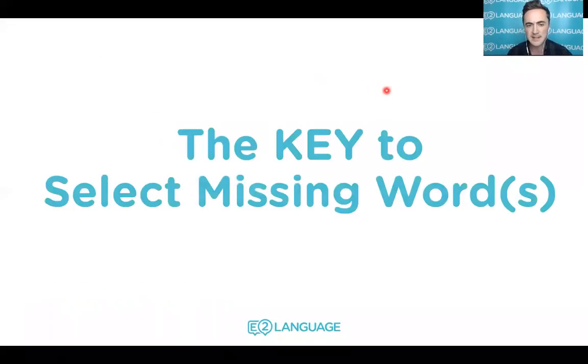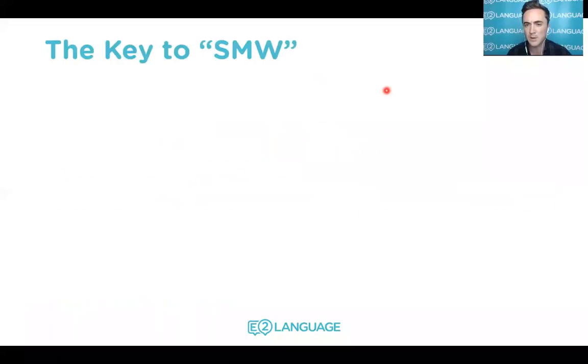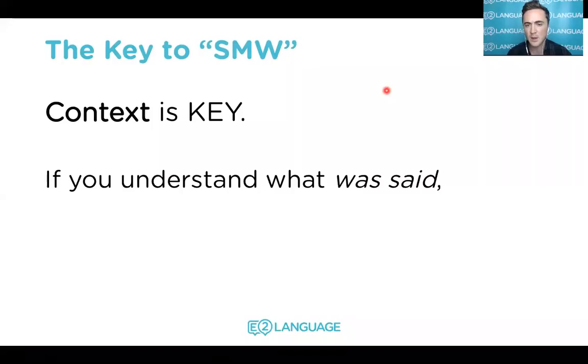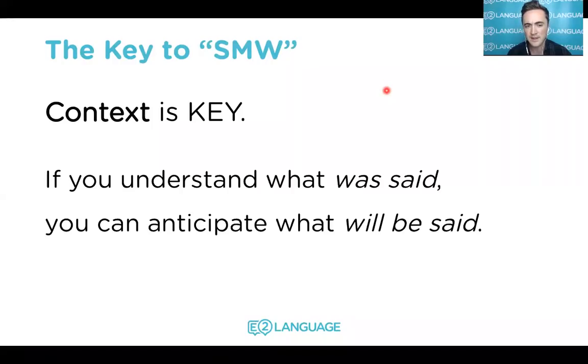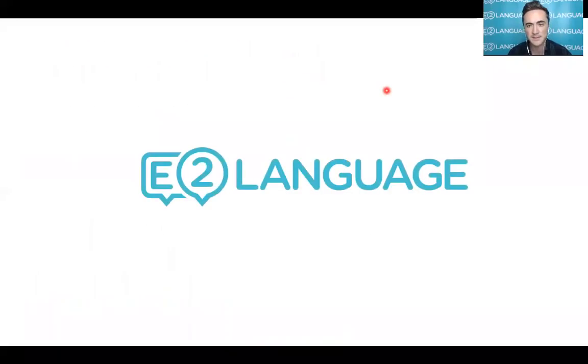Cool. So what's the key to select missing word or select missing words? Well, context is key. If you understand what was said, you can anticipate what will be said. I mean, if you really understand what was said, you can understand what will be said.